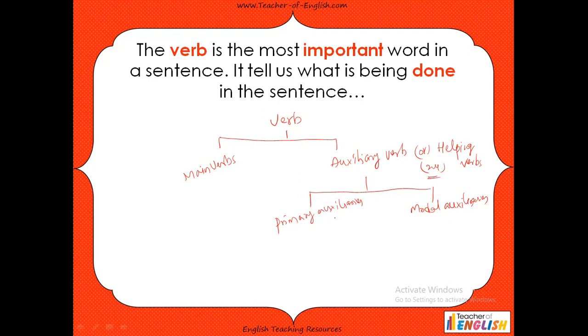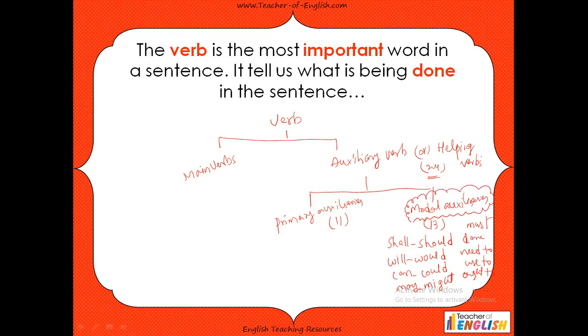So out of 24 auxiliary verbs, we have 11 primary auxiliaries and 13 modal auxiliaries. If you look at those 13 modal auxiliaries, we often use them every day. So shall and should, will and would, can and could, and may, might. Apart from this, must, dare, need to, used to, and ought to. So these are the 13 words which we usually call modal auxiliaries, which have their own significant uses in English grammar.